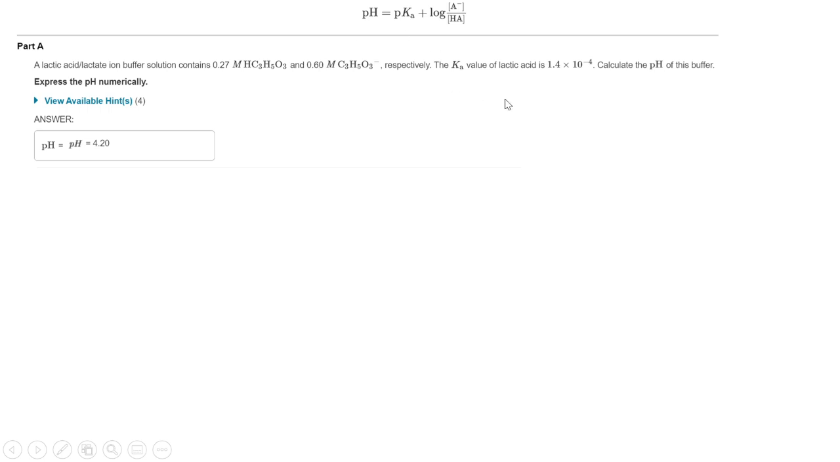The Ka value for lactic acid is 1.4 times 10 to the negative 4. Calculate the pH of this buffer. So if you would have read the little thing up top, there is the Henderson-Hasselbalch equation that they give you. And so this is actually the Henderson-Hasselbalch equation right there, okay? By the way, in case you're curious and never looked this up, like I don't remember the Henderson-Hasselbalch, I Google it. You might find two different forms of this.